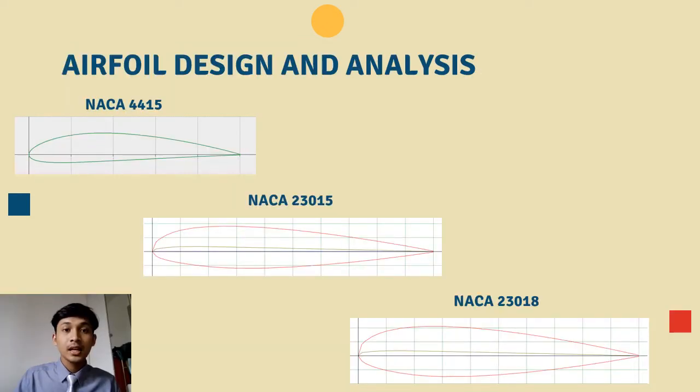So this is the shape of the three selected airfoils that we have analyzed. In our project, based on the score, we have chosen NACA 4415 for our UAV project. Next, Mr. Shafiq will explain the graph plotted based on the analysis by using XFLR5 software.